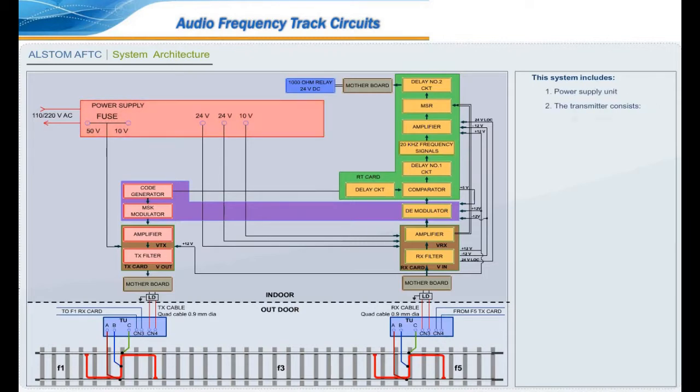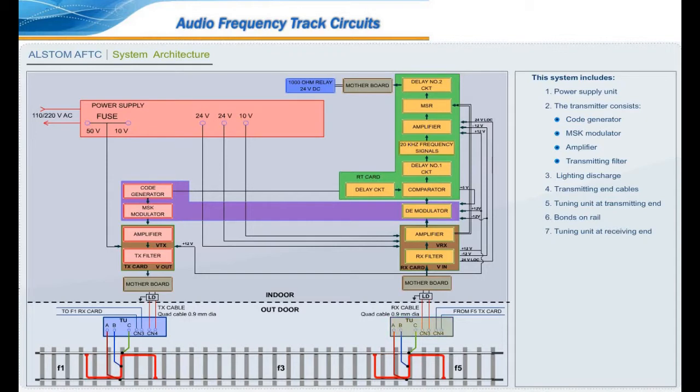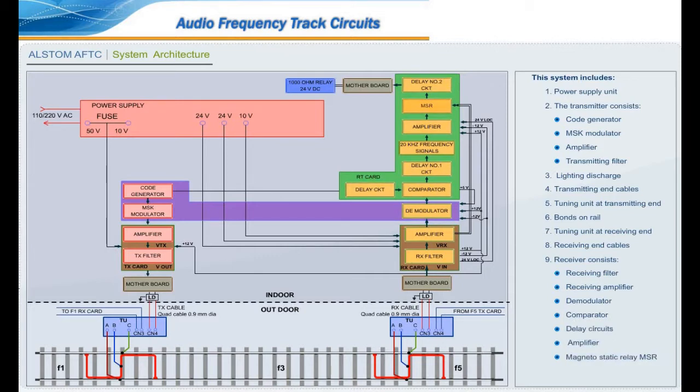The transmitter consists of a code generator, MSK modulator, amplifier, transmitting filter, lightning discharger, transmitting end cables, tuning unit at transmitting end, bonds on rail, tuning unit at receiving end, and receiving end cables. The receiver consists of a receiving filter, receiving amplifier, demodulator, comparator, delay circuits, amplifier, magnetostatic relay MSR, train detector, and the relay.